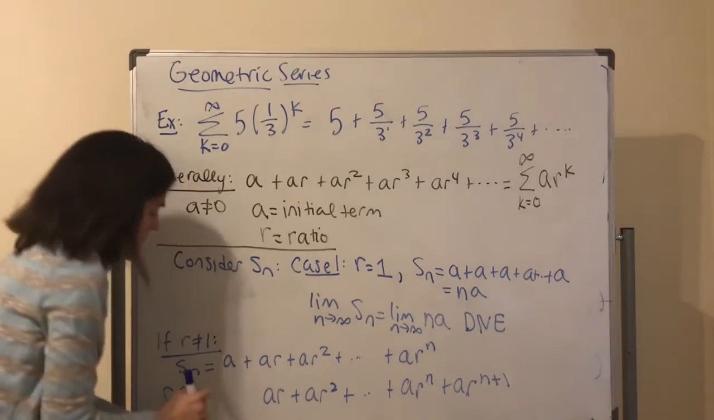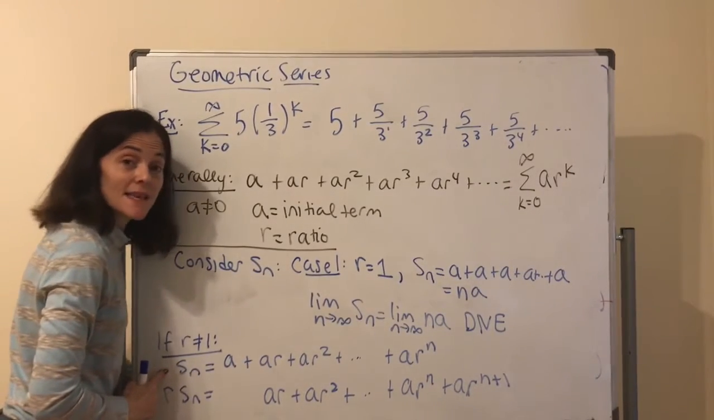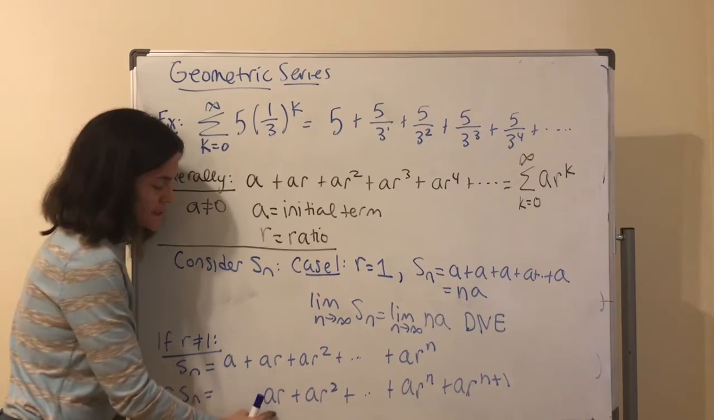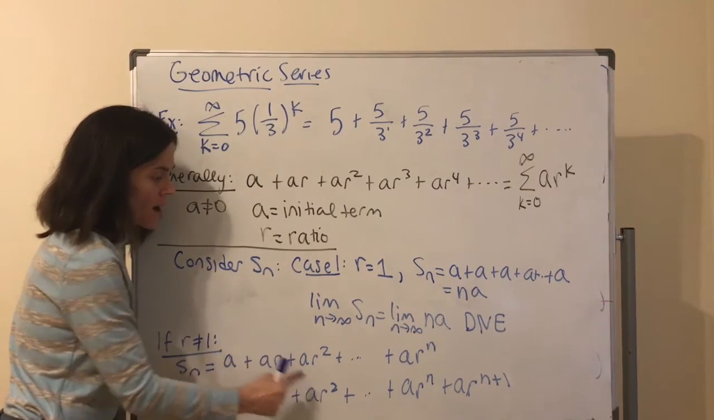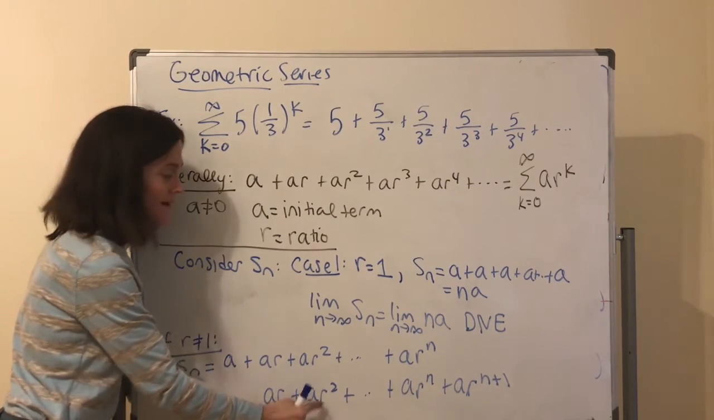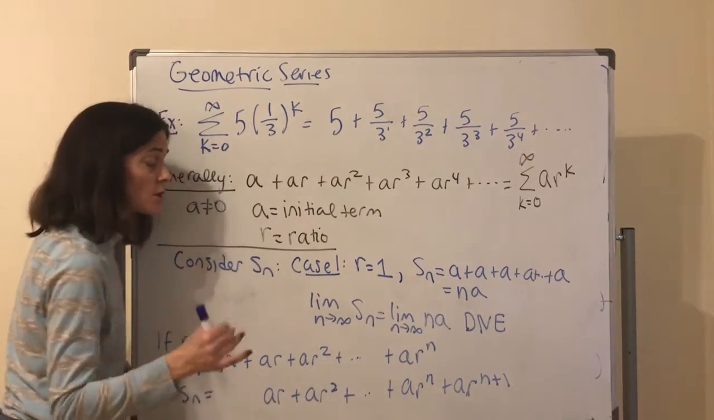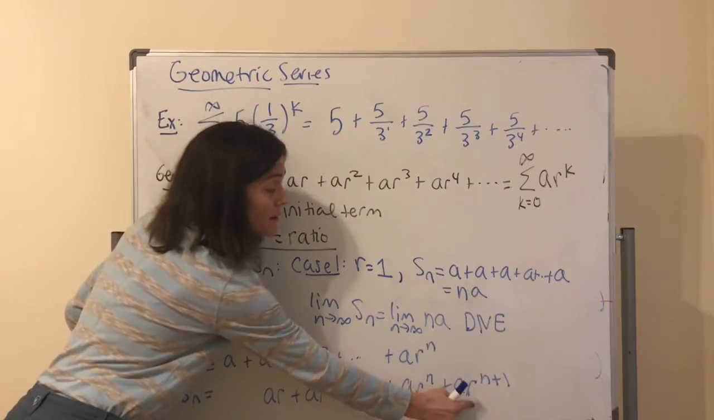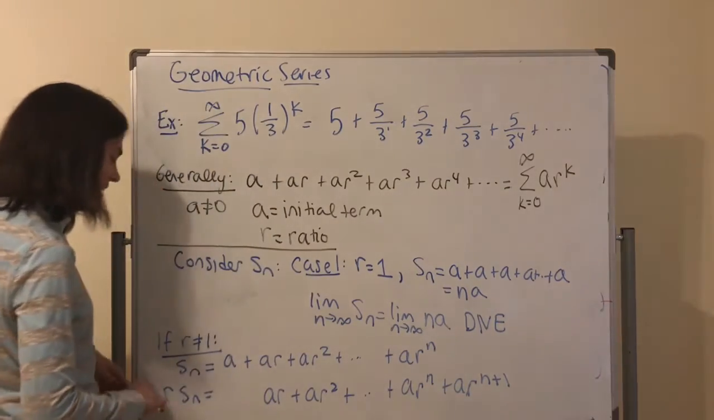Do you see? Because what happened when I took this line and multiplied by r? Well, the a went to here, ar. The ar went to here, ar squared. This goes to here, ar cubed, all the way to here. This term, when you multiply by r, is this one.